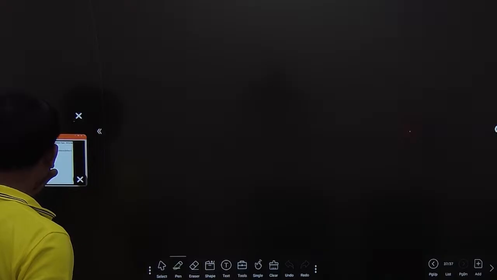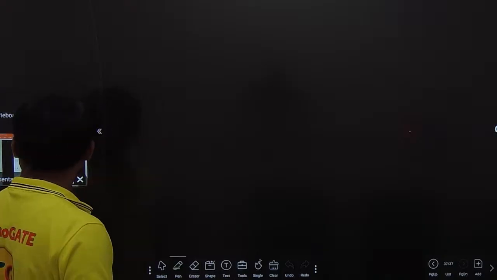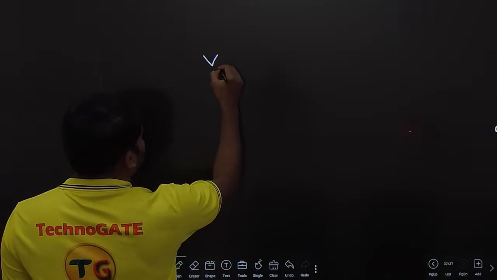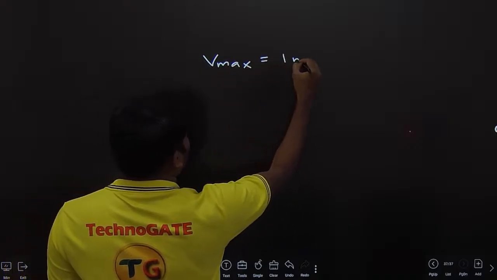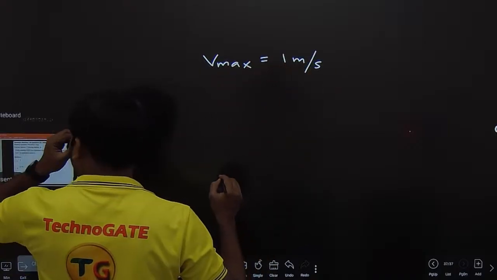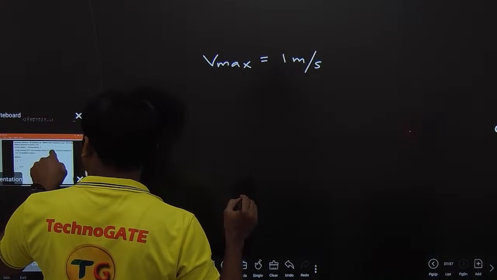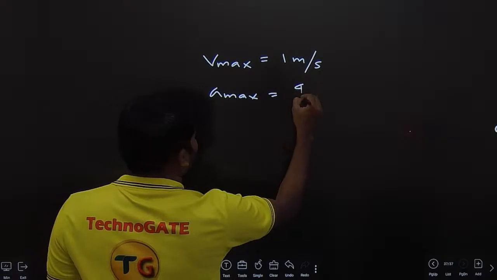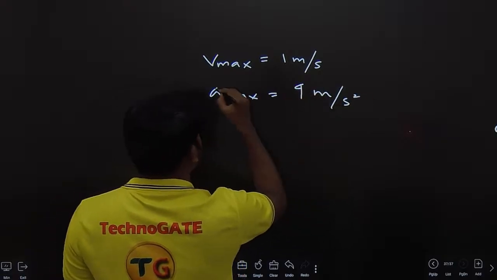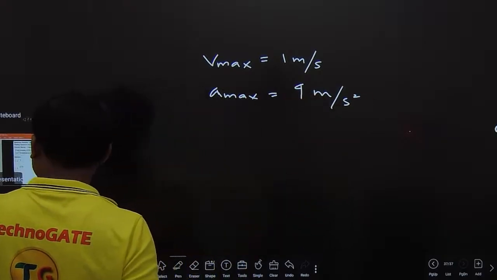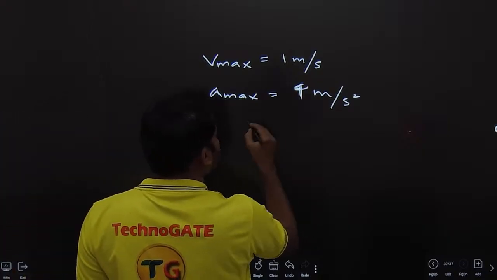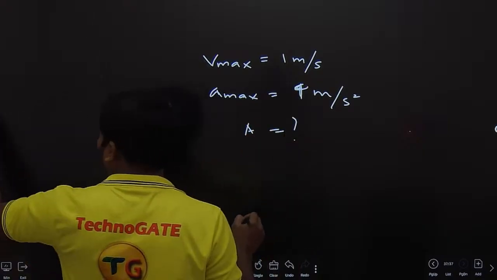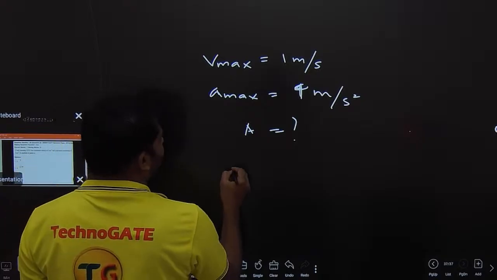So it is given that the body is executing simple harmonic motion. Its maximum velocity Vmax is equal to 1 meters per second, and the maximum acceleration is 4 meters per second square. Using this, we need to get the value of amplitude.